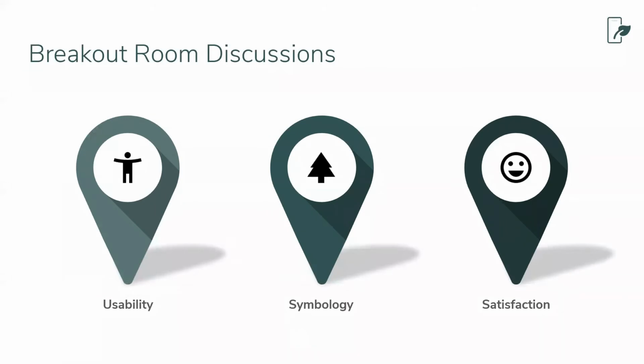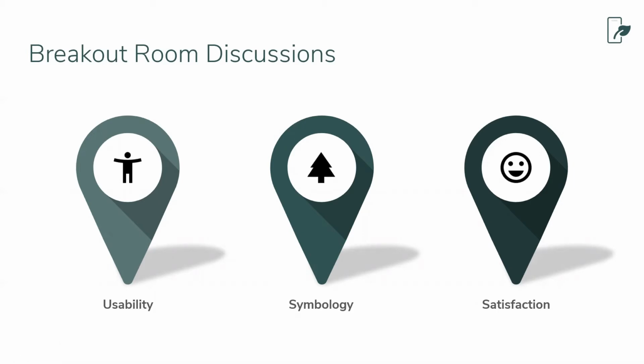Then we're going to go into a breakout room. Maybe Wahid, you could say a few things about that before we... Yes, that's brilliant. So we want to break into a few small discussion groups, and we're going to talk about three themes about the way you use maps in your garden: usability, symbology, and satisfaction.